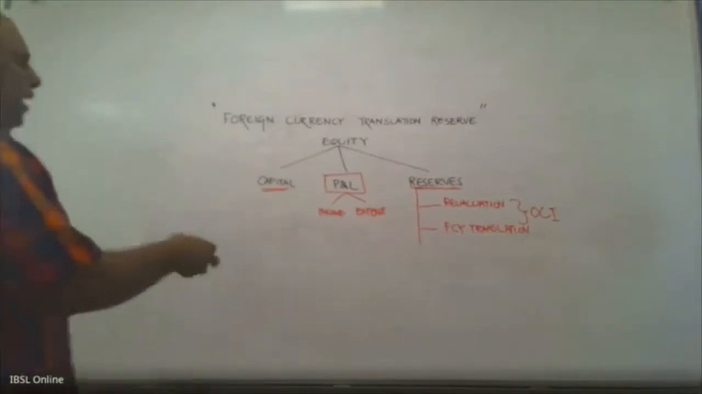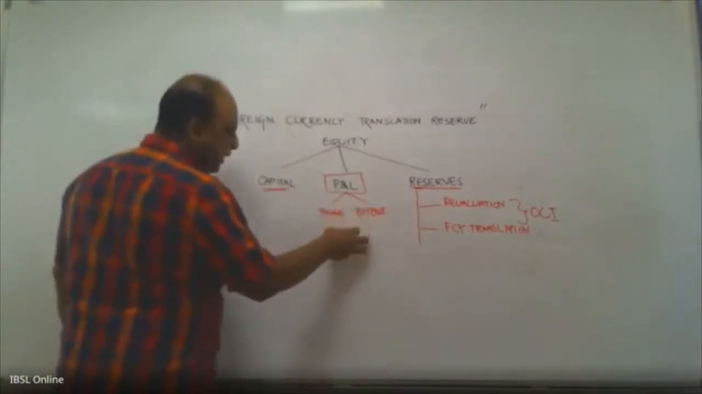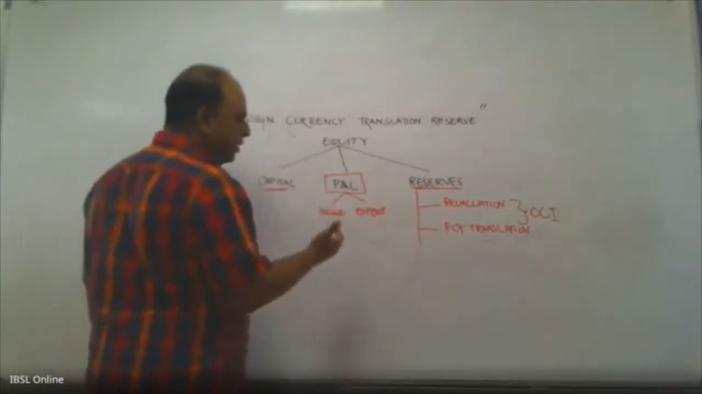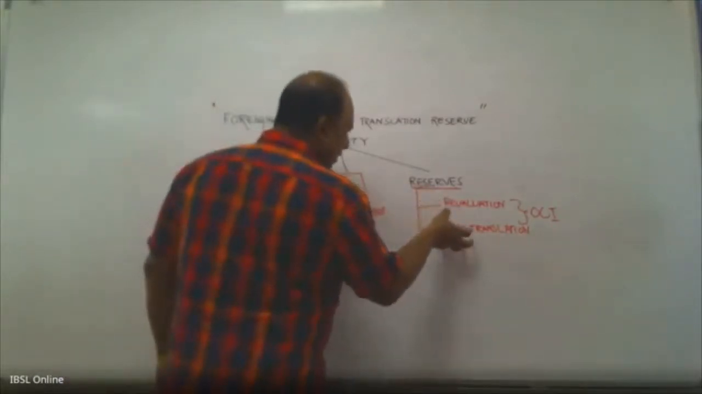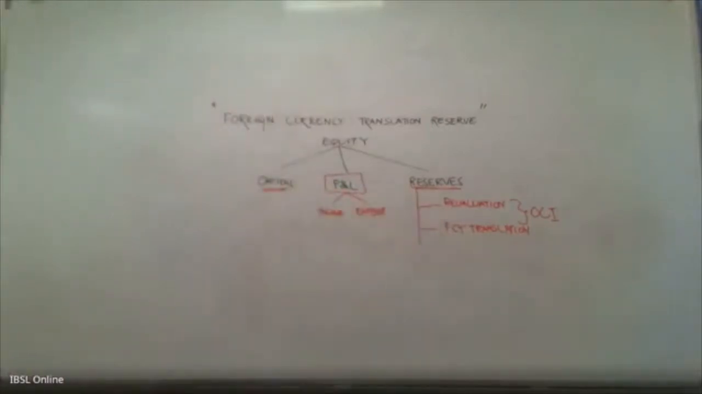So any revaluation of a foreign currency asset or liability is taken here. But any revaluation gain or loss of a foreign operation is taken here. That is the difference. Okay.